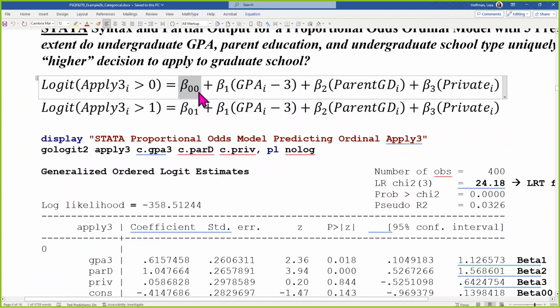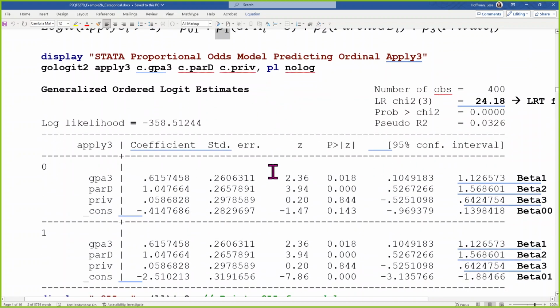I have separate intercepts across the submodels, but I have the same slopes. This is called proportional odds. In GoLogit 2, the PL option tells it to make all the slopes the same across submodels.